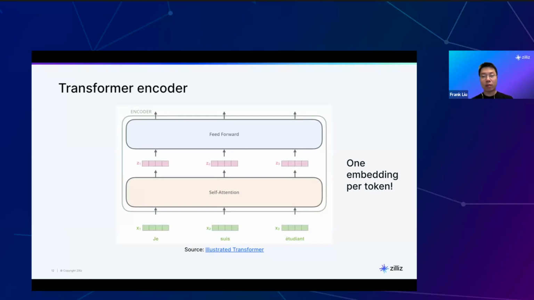Oftentimes, as I mentioned earlier, you have a long piece of text or a whole image, and you want all of that to be represented by a single embedding. This is much more efficient for you to perform search and retrieval that way.